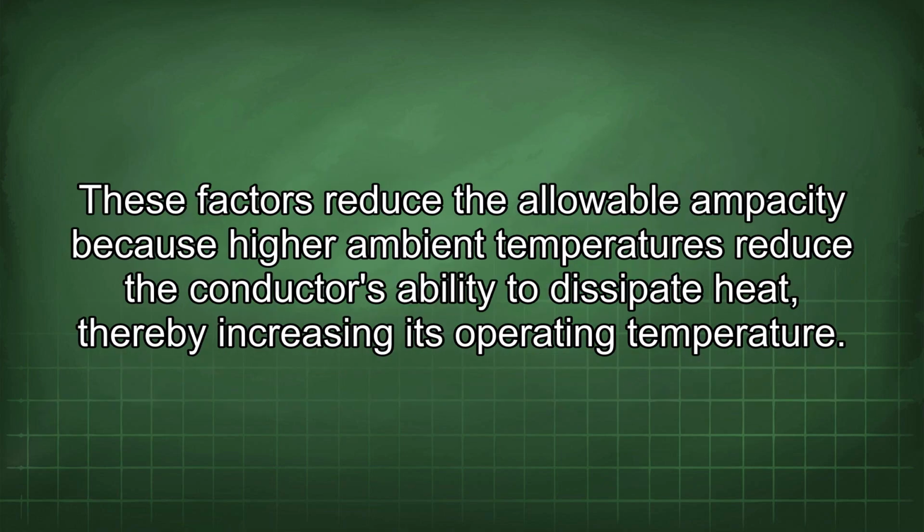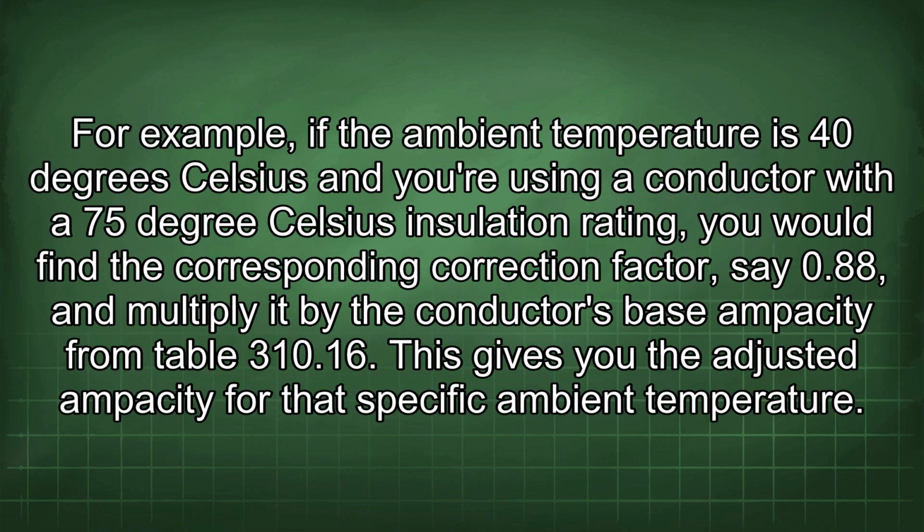These factors reduce the allowable ampacity because higher ambient temperatures reduce the conductor's ability to dissipate heat, thereby increasing its operating temperature. For example, if the ambient temperature is 40 degrees Celsius and you're using a conductor with a 75 degrees Celsius insulation rating, you would find the corresponding correction factor, say 0.88, and multiply it by the conductor's base ampacity from Table 310.16. This gives you the adjusted ampacity for that specific ambient temperature.